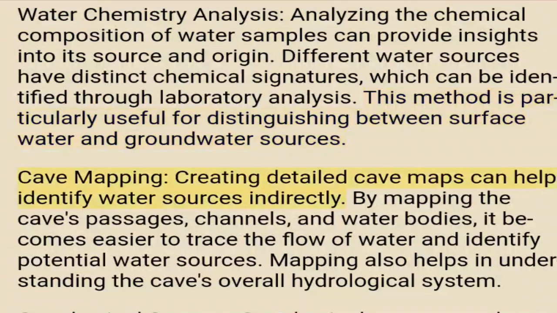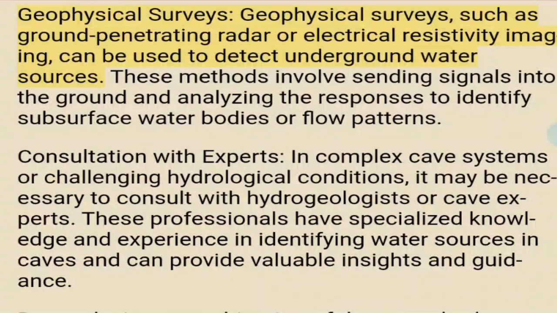Cave mapping. Creating detailed cave maps can help identify water sources indirectly. By mapping the cave's passages, channels, and water bodies, it becomes easier to trace the flow of water and identify potential water sources. Mapping also helps in understanding the cave's overall hydrological system. Geophysical surveys. Geophysical surveys, such as ground-penetrating radar or electrical resistivity imaging, can be used to detect underground water sources. These methods involve sending signals into the ground and analyzing the responses to identify subsurface water bodies or flow patterns. Consultation with experts. In complex cave systems or challenging hydrological conditions, it may be necessary to consult with hydrogeologists or cave experts.